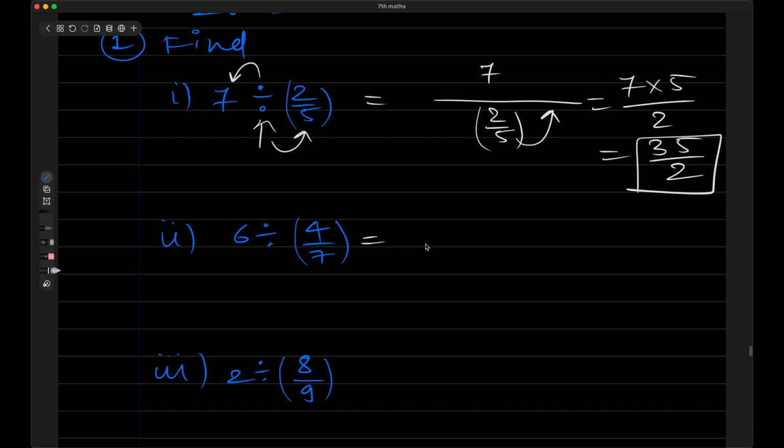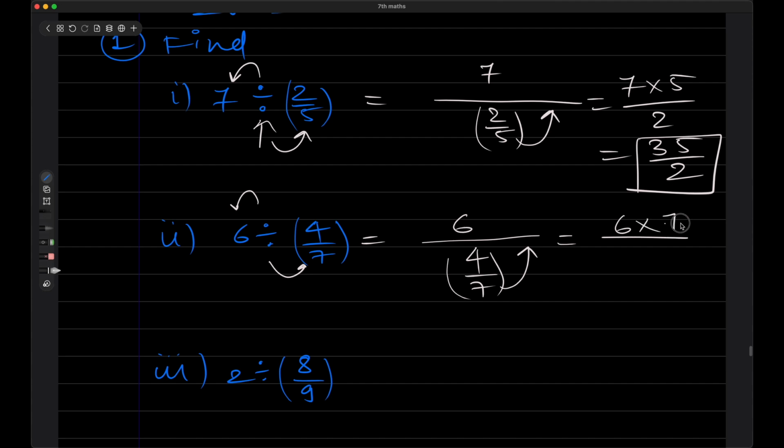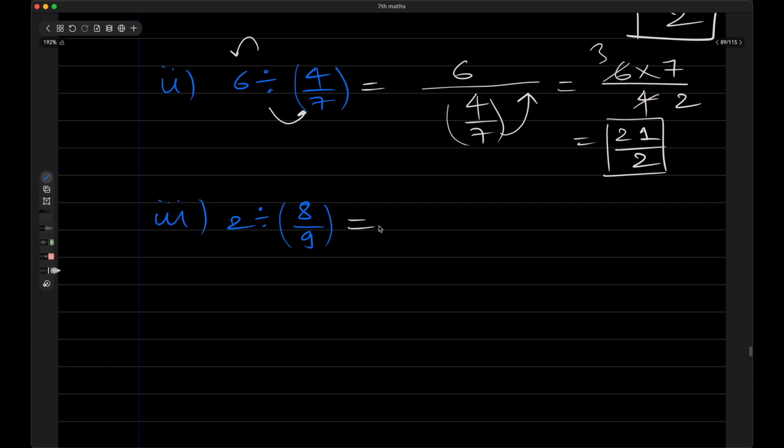For the second one, starting from the division, the left side is above the division line, and the right side is below the division line. Then for the fractions, send the denominator to the opposite side of the division line, that is 6 into 7 divided by 4, and the answer is 21 divided by 2.